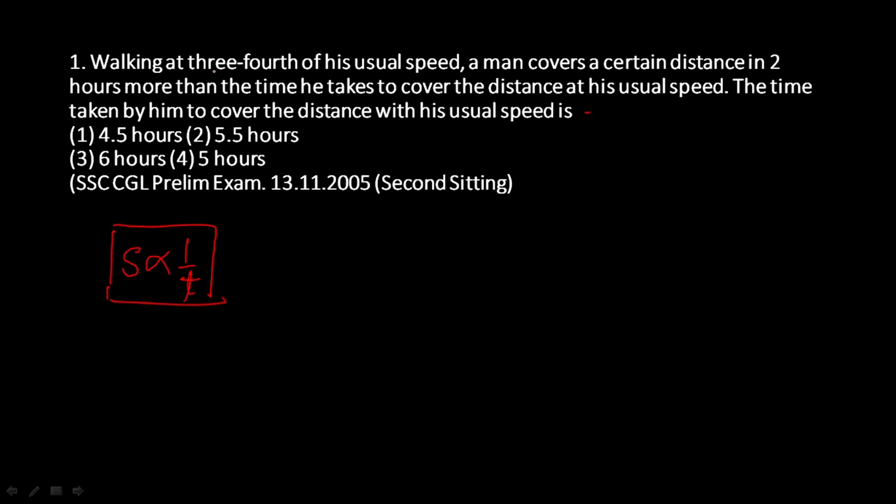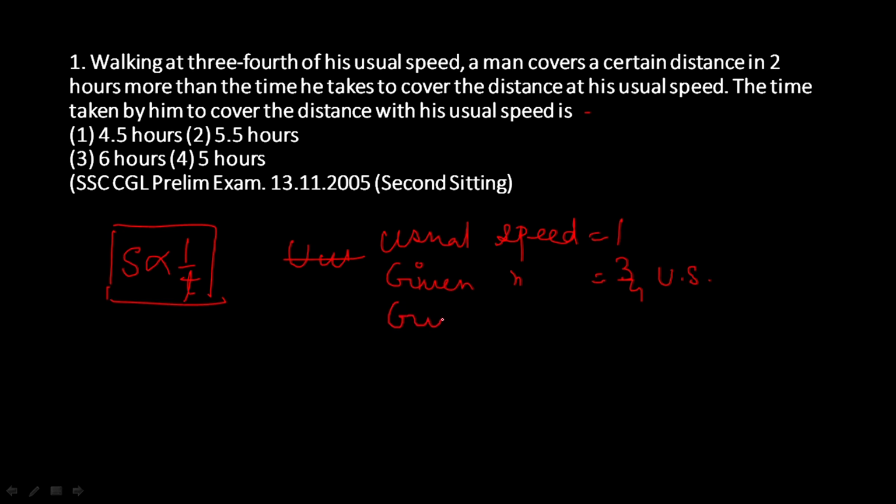Okay, in this question you get 3/4 of usual speed, right? So if usual speed is 1, then given speed will be 3/4 of usual speed, right? So what will be the given time then? Given time will be the opposite, 4/3 of usual time, right? 4/3 of usual time.